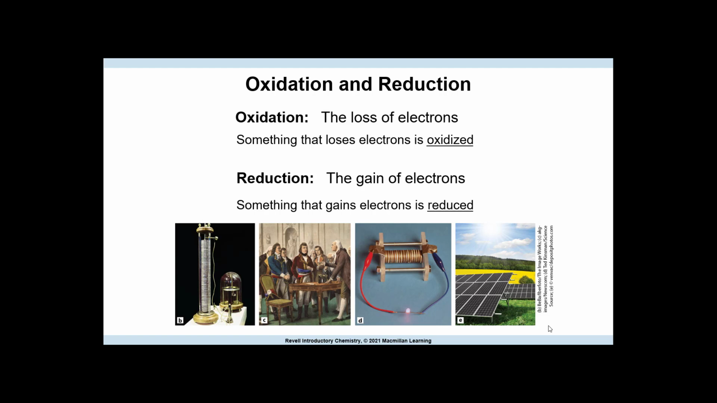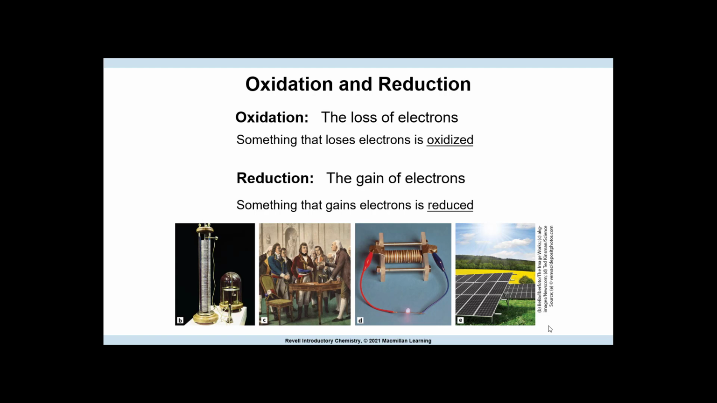We briefly introduced oxidation reduction reactions in chapter 6. In this type of reaction, one species loses electrons while another species gains electrons. The loss of electrons is called oxidation. When a species loses electrons, we say it has been oxidized. The gain of electrons is called reduction. When a species gains electrons, we say it's been reduced.